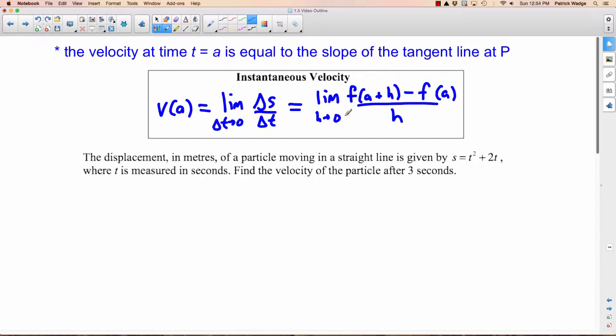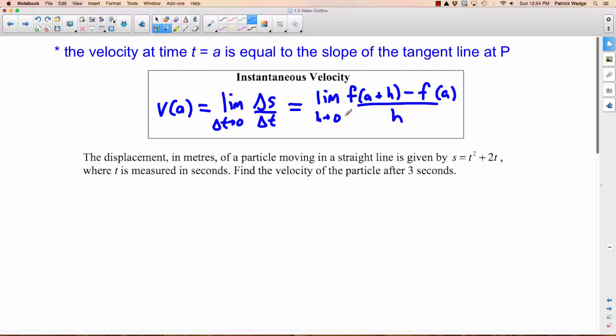It can be used to find the slope of a tangent line. It can also be used to find the instantaneous velocity, if you have a graph that's comparing distance and time, or the instantaneous rate of change, which we'll be talking about in just a second.